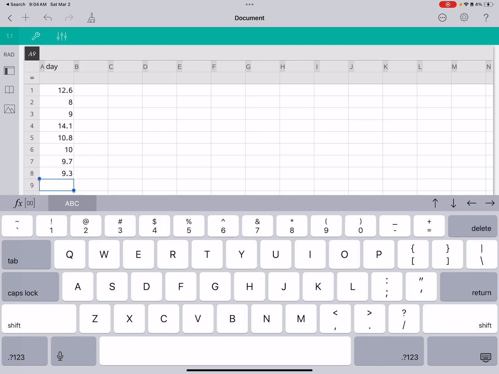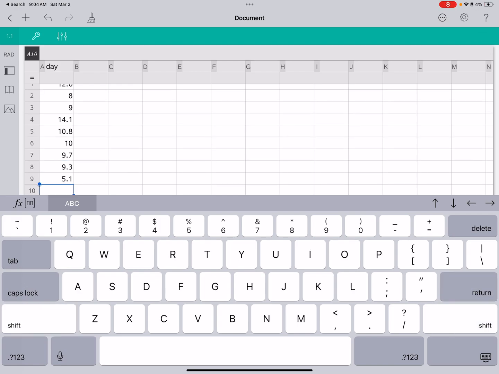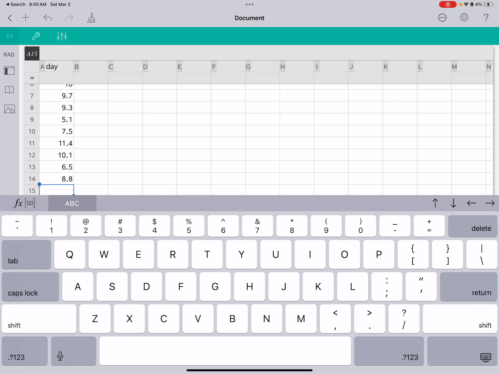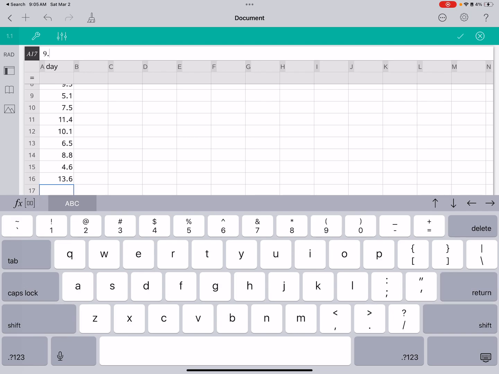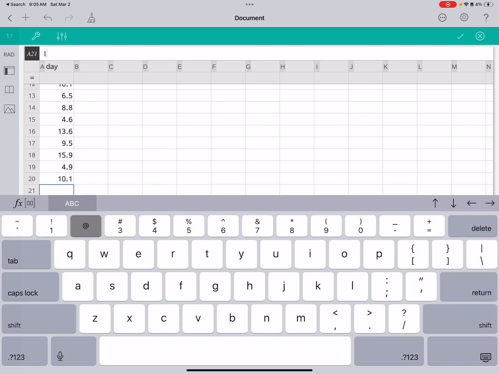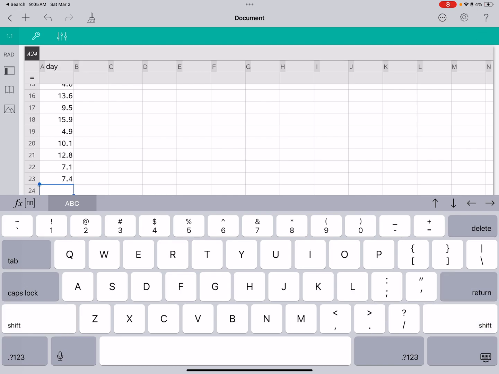9.3, 5.1, 7.5, 11.4, 10.1, 6.5, 8.8, 4.6, 13.6, 9.5, 15.9, 4.9, 10.1, 12.8, 7.1, 7.4, 8.1, and 10.2. Excellent. Okay, so let's go back here.